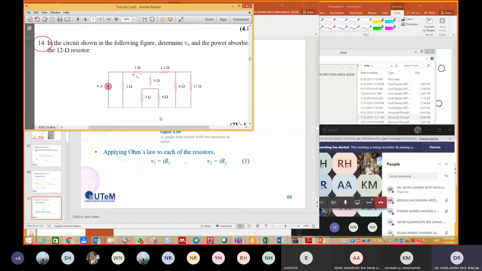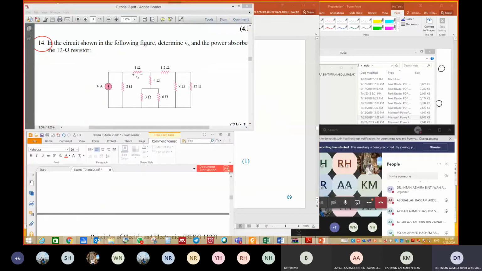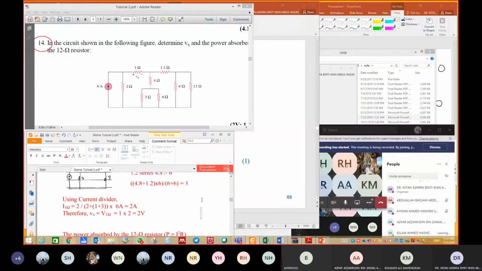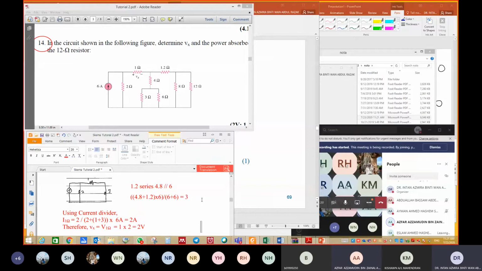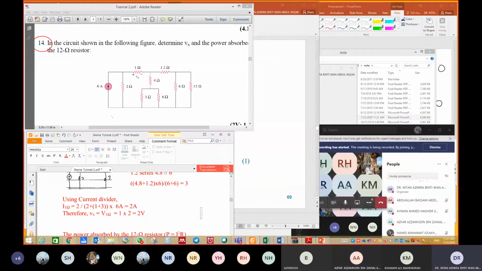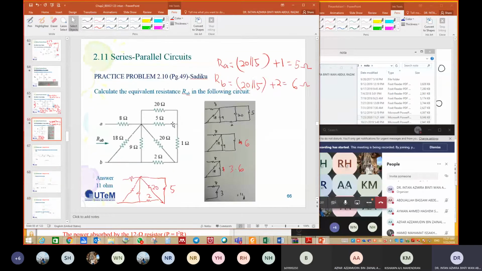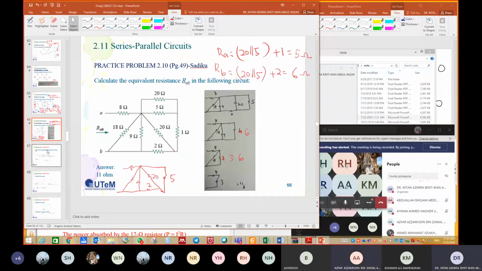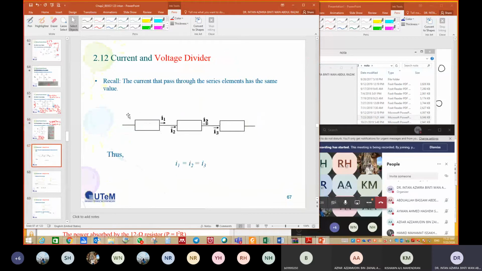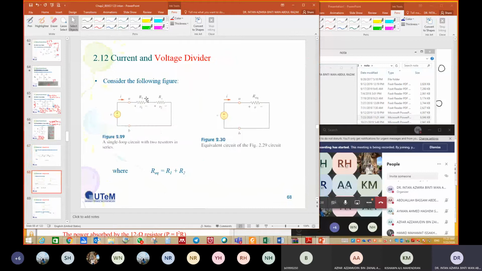Or we can solve this question, number 14, using current divider. Let's go to current and voltage divider. This is current divider. Sorry, this is voltage divider. Voltage divider deals with series circuit.